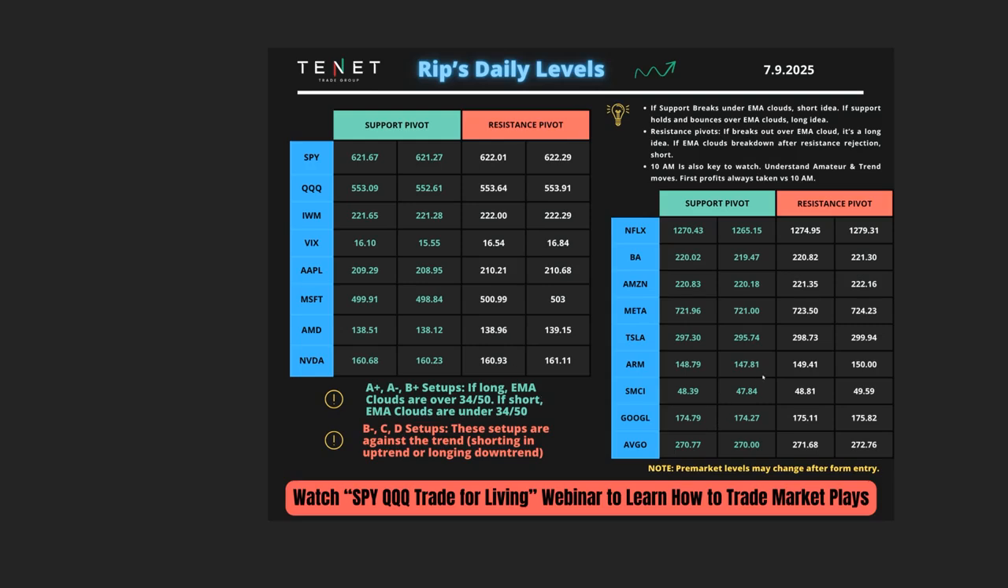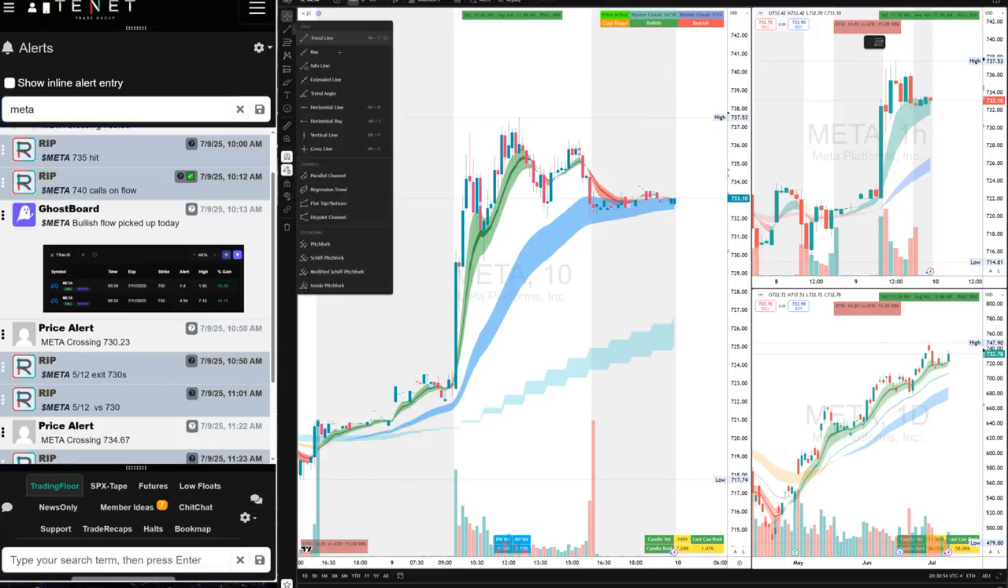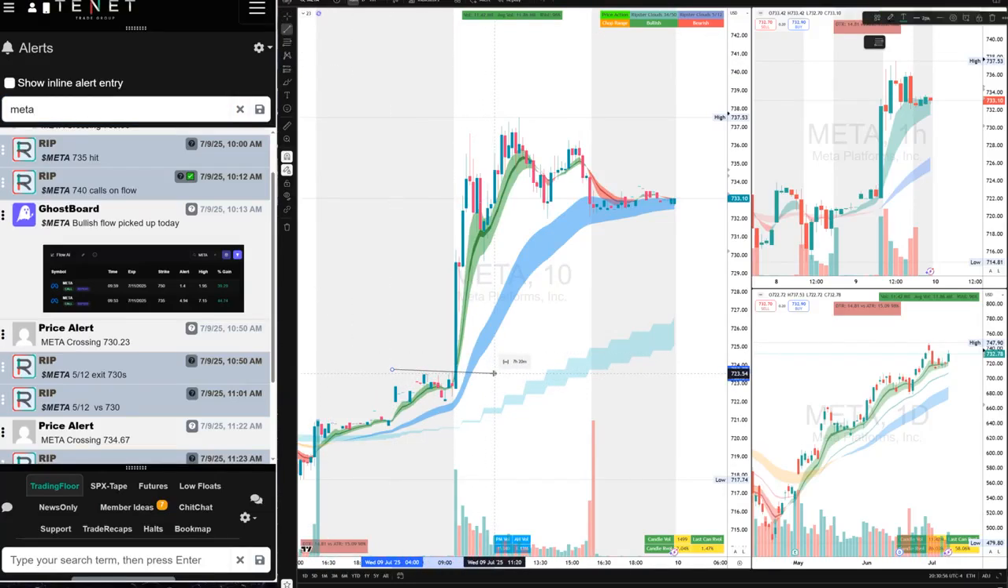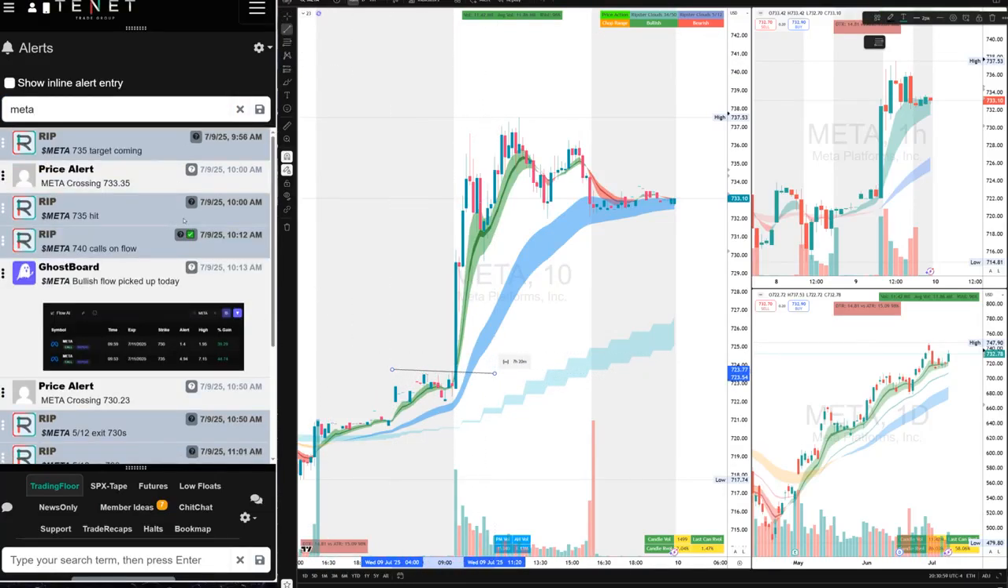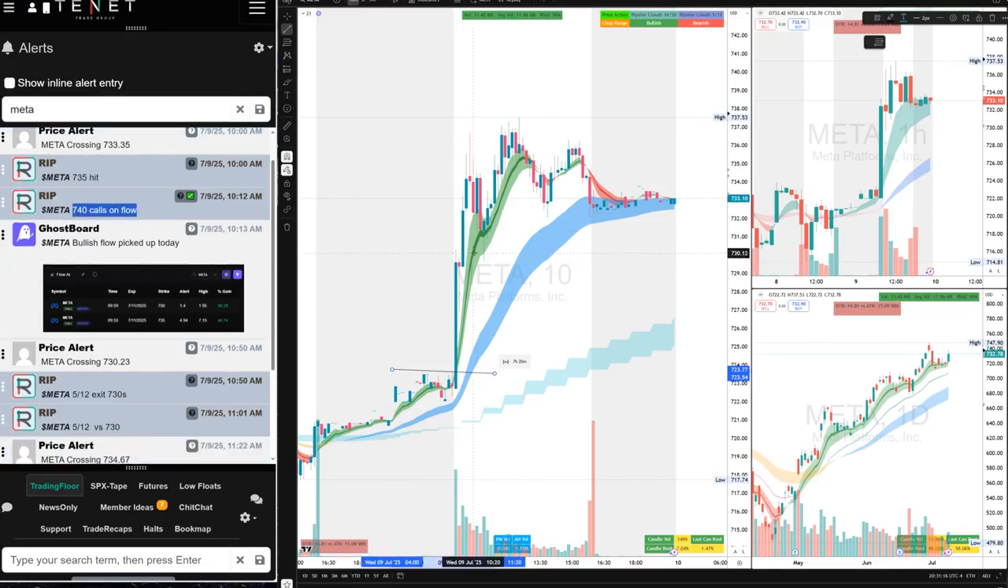Anyways, with Meta, our levels were 723.50, 724.23. So once the level started to break out, I knew it was long, and then I noticed an insane amount of flow coming in. Just an insane amount of flow coming in. And I was on the voice. I told the traders when this flag broke at 730, I gave them a 735 target. And we did hit 735, and then we pulled back, and there was more flow at 740. But when we pulled back here, our stops were 730. So I said exit 730s. If we break 730s, exit 730s.